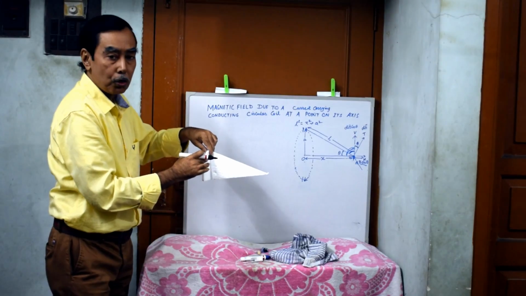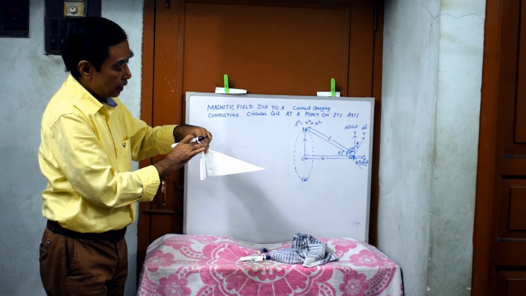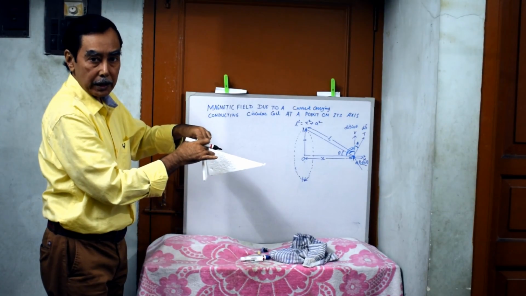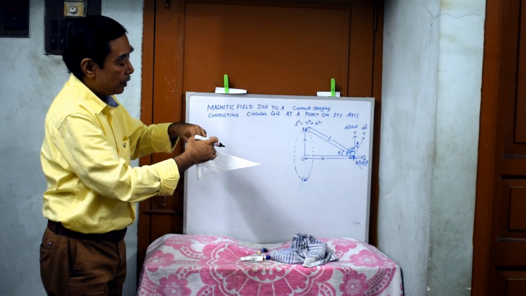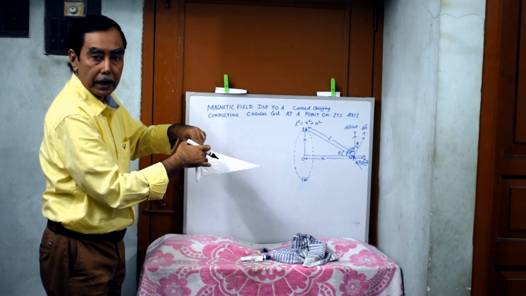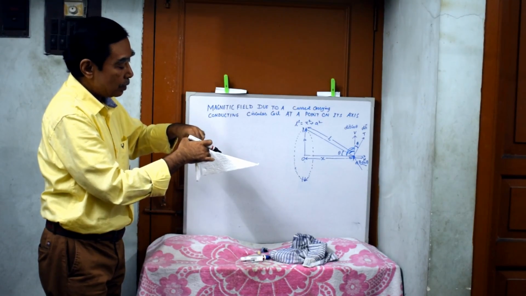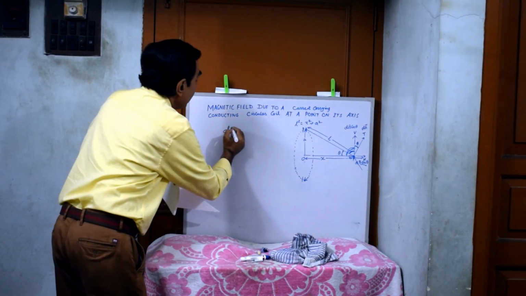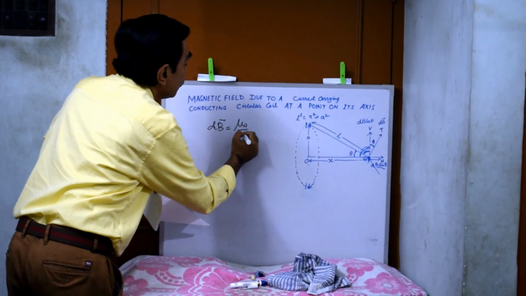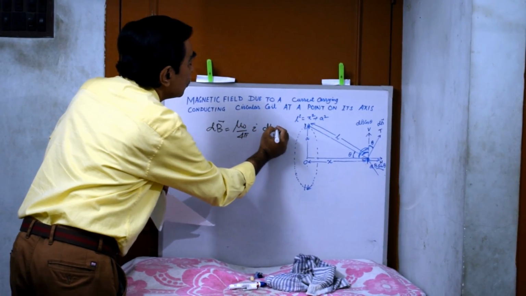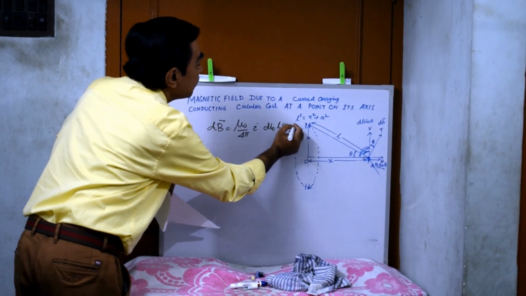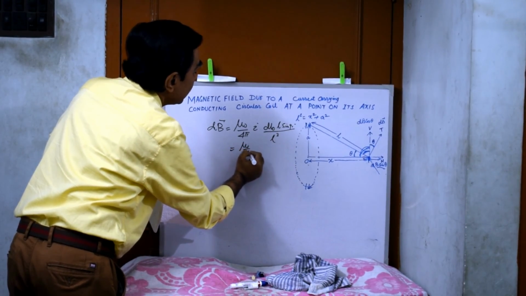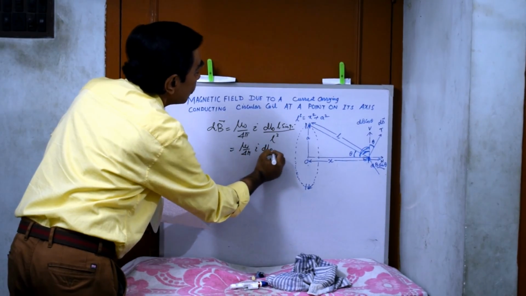So dl0 cross L: dl0 is this element, current being in this direction. The angle between these two is 90 degrees, because the plane containing dl0 and the plane containing L are at 90 degrees. So dl0 cross L means dl0 L sin 90 degrees. So actually dB at this point is equal to mu 0 by 4 pi I dl0 L sin 90 degrees divided by L cube, that is mu 0 by 4 pi I dl0 by L square.